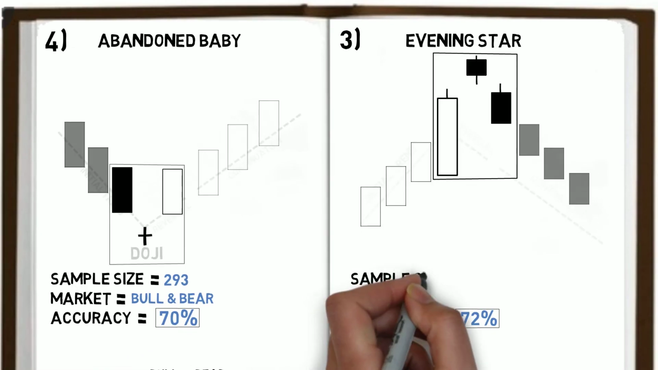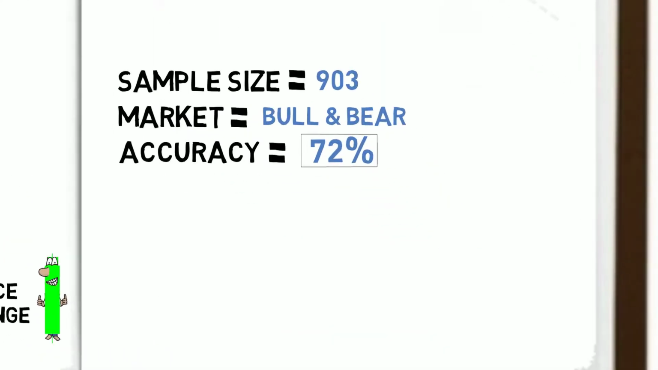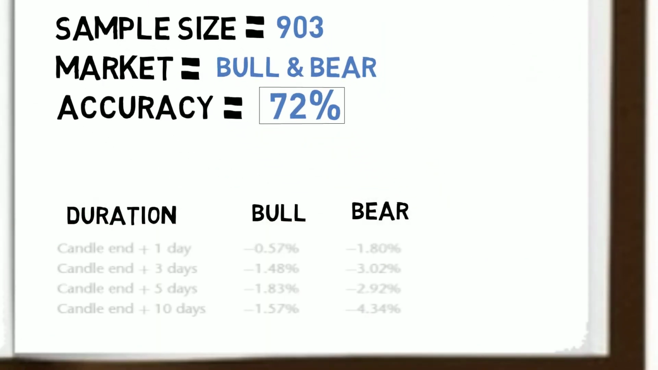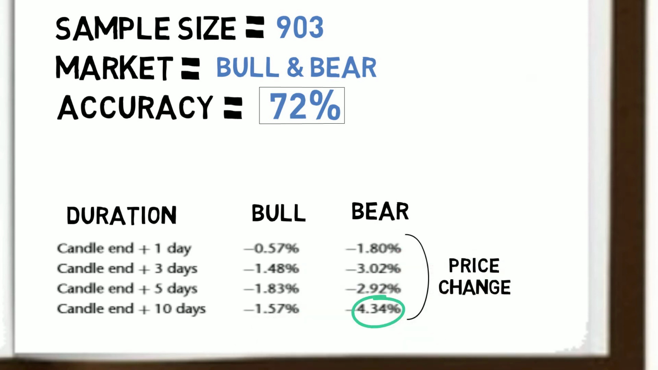Bulkowski found 903 of these candle formations, which again performed well in both bull and bear markets. However, we can see here that a bear market outperformed a bull market considerably, with a price change of 4.34% over a 10-day period. Annualised, this equates to a very credible 158% return.